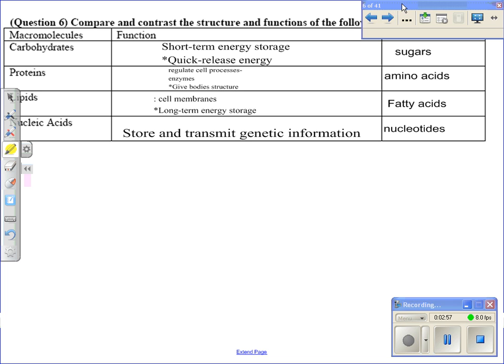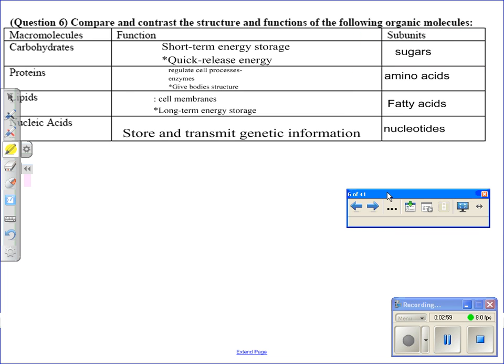Compare and contrast the structure or function of the following organic molecules. Well, you know carbohydrates, what they are. They're in different foods. Two things that they do, they're short-term energy storage and a quick release of energy. Those are the two key components that carbohydrates do. The subunits, we're talking about sugars, monosaccharides, but really sugars is all you really need to know.